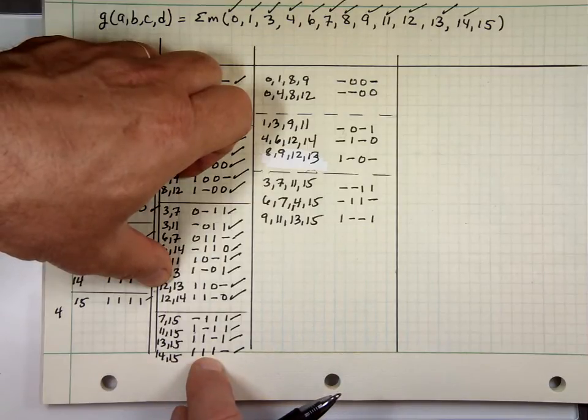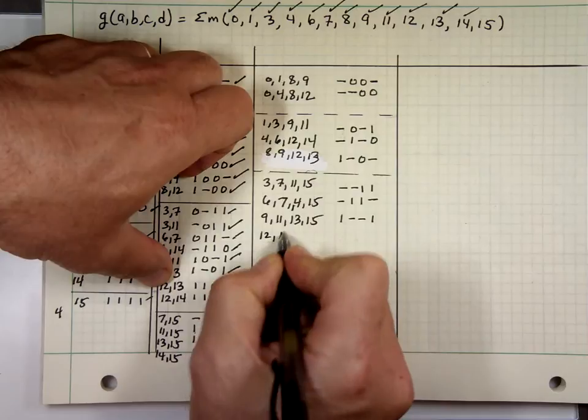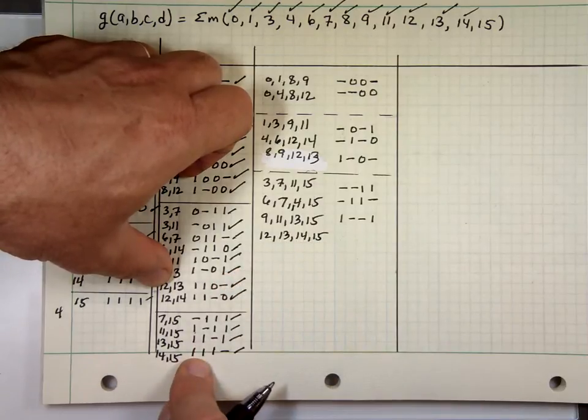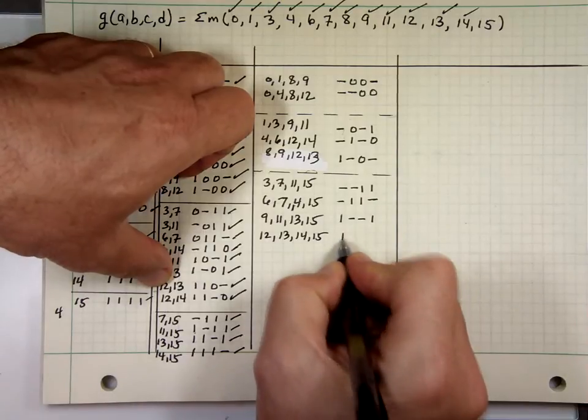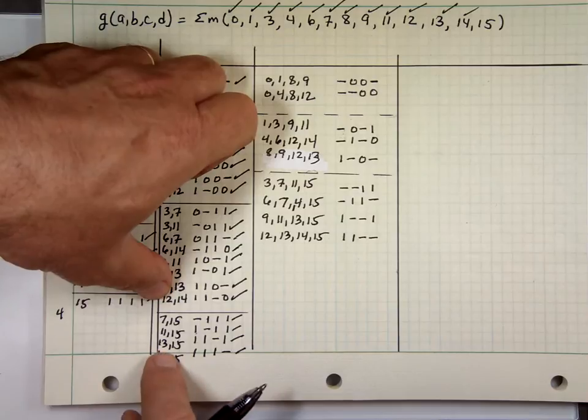No, I guess we don't. I just assumed that you checked them all off. 12, 13, 14, 15. That's 1, 1, dash, dash. 12 and 14 and 13, 15. We already have it.